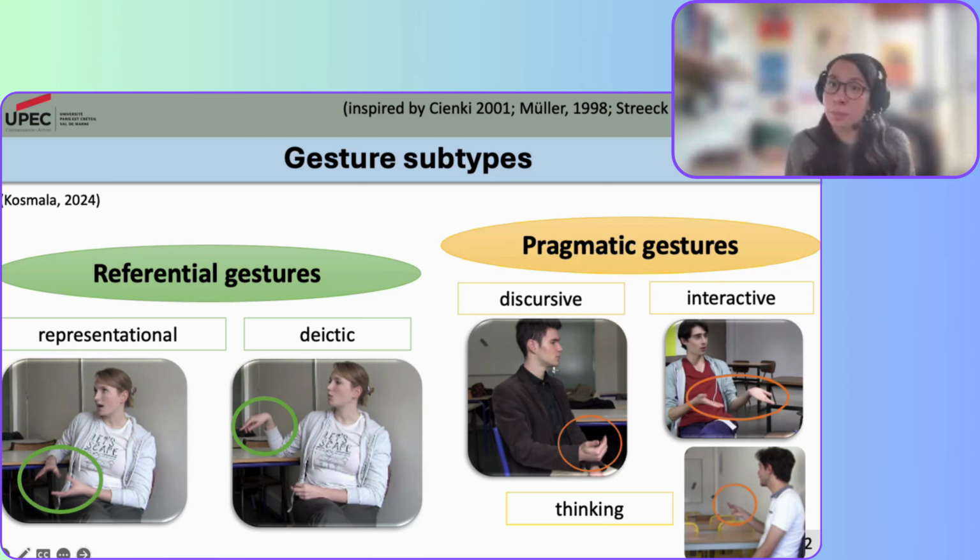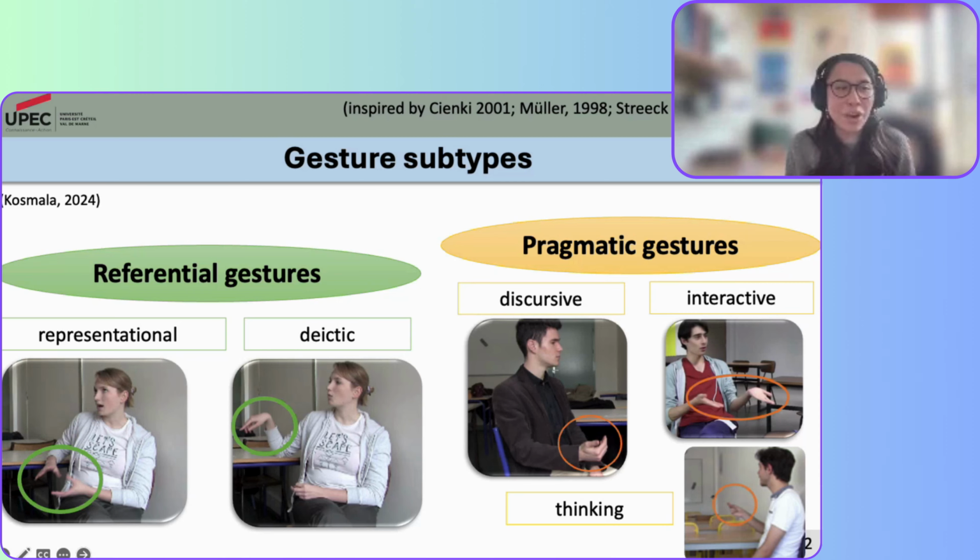And then deictic, just like in speech, you use it to point towards a referent, to place a referent in space. That's deictic. Both are referential, but in different ways. And then with the pragmatic gestures, you have the discursive gestures, which relate to discourse processes: emphasis, contrast, prosody, etc. Interactive gestures relate to the interactional dimension of discourse, like giving the turn or referring to what the other person is saying. These gestures are oriented towards the interlocutor. They're used for the interlocutor.